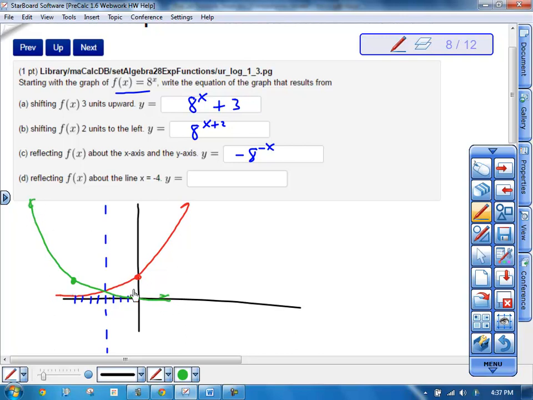Alright, so I need to get that green function. To get that green function, what I'm going to do is take the red one and reflect it over the y-axis, like this. So I'd have this function. And then I'm going to shift it back 8 units. So to reflect it over the y-axis, I change the sign on x. So that'd be y equals 8 to the negative x. And then I need to shift it back 8 units. So to shift it back 8 units, I need to add 8 to x. So that'd be my equation that goes right there.